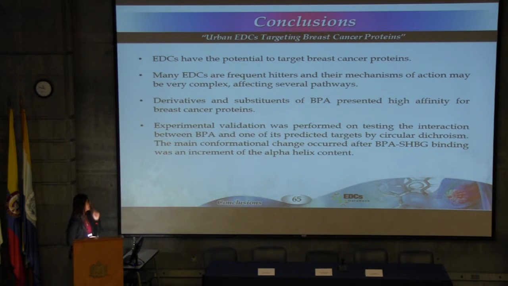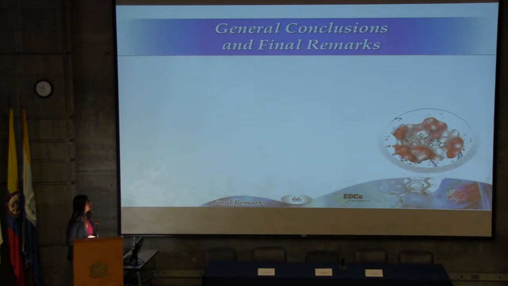So the conclusions in this part are that endocrine disruptors have the potential to target breast cancer proteins. Many endocrine disruptors are frequently inhibitors. I mean, there are promiscuous compounds that can bind several proteins, and the mechanism of action may be very complex, affecting several pathways. The derivatives and substituents of BPA present high affinity for breast cancer proteins, and experimental validation was performed by testing the interaction between BPA and one of its predicted targets by circular dichroism, and the main conformational change occurring was an increase in the alpha helix content.